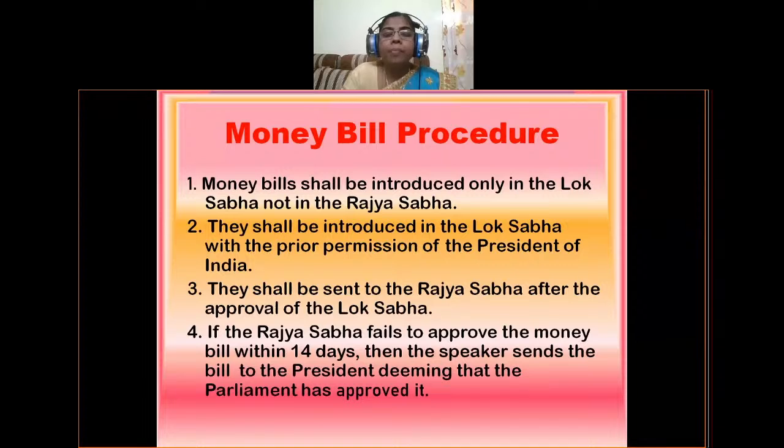So Rajya Sabha can reject the ordinary bill, but it cannot reject the money bill. So it has less powers regarding money bills.